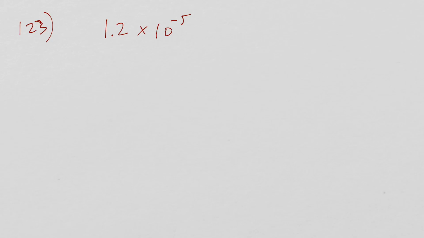Okay, again, I'm going to put this in standard form. I'm going to start by writing down my number. I know that I need to move the decimal 5 times. This is a negative exponent, so I have to make my number small. So that means I'm going to move the decimal to the left. So 1, 2, 3, 4, 5. I'm going to fill in my zeros.